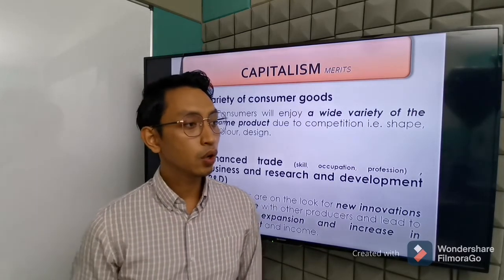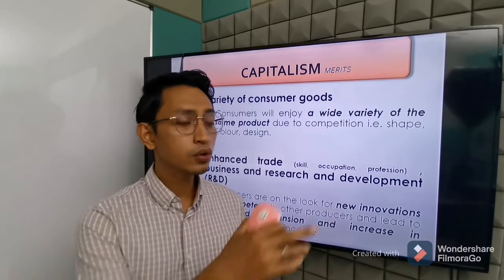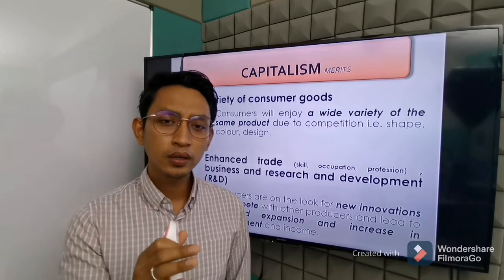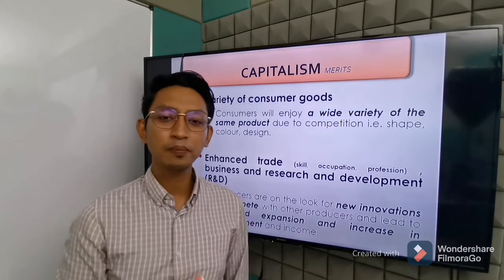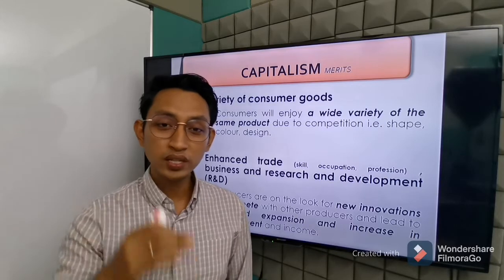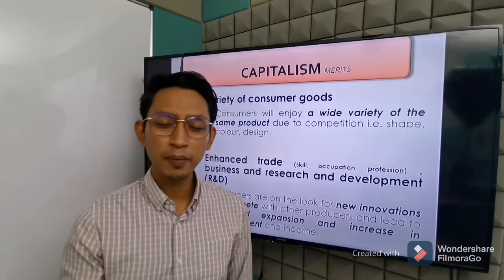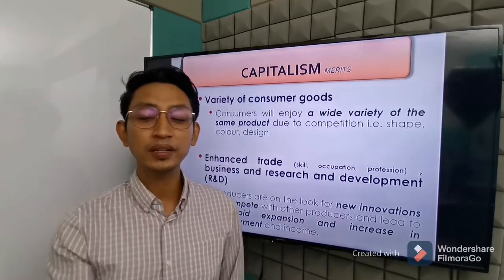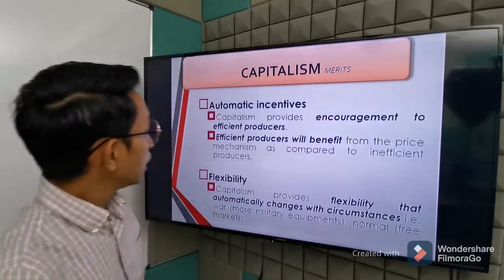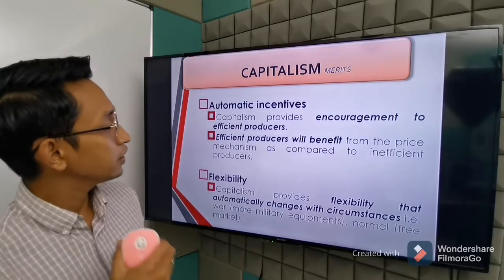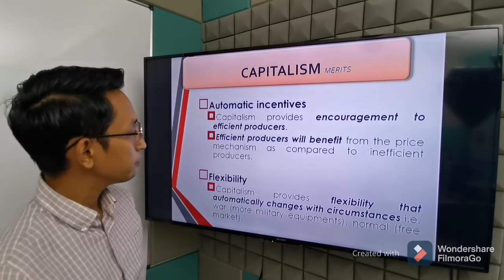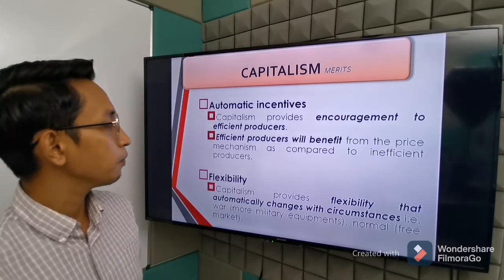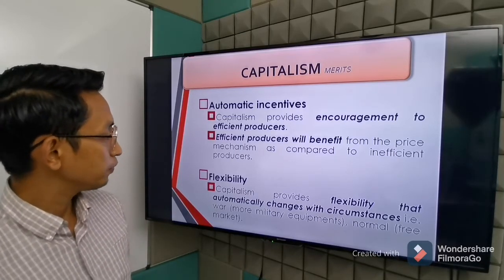For example, you're already selling something that is also sold by your competitors. Until when are you going to be in that particular competition? So that's why producers will always do research and development so that they will produce something superior to what their competitors are selling. Okay, so automatic incentive. Capitalism provides encouragement to efficient producers. Efficient producers will benefit from the price mechanism as compared to inefficient producers.